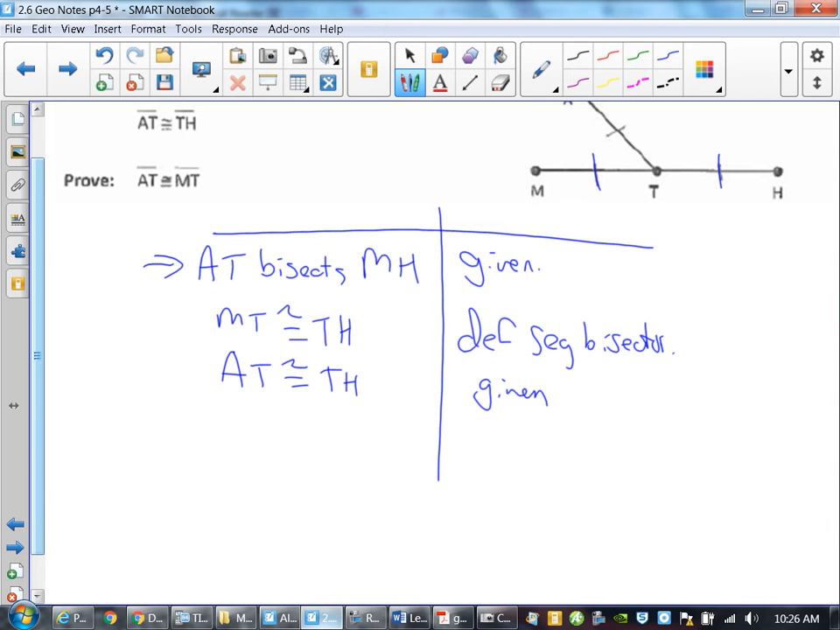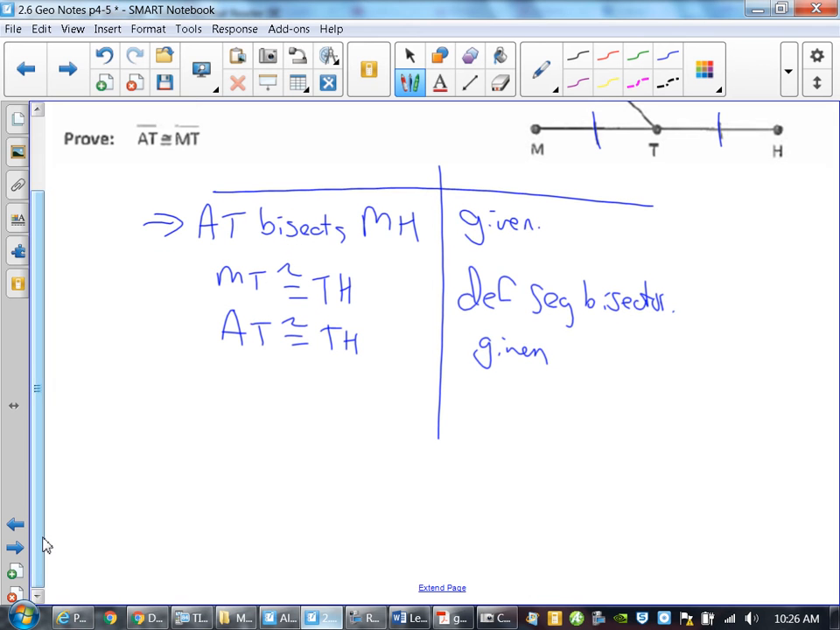So we have these two statements. We have to prove that AT is congruent to TH, or excuse me, AT is congruent to MT. Do I have two things that are both congruent to TH? So are they congruent to each other? Yeah. By what? What's the reason? We've used this a lot. Substitution.